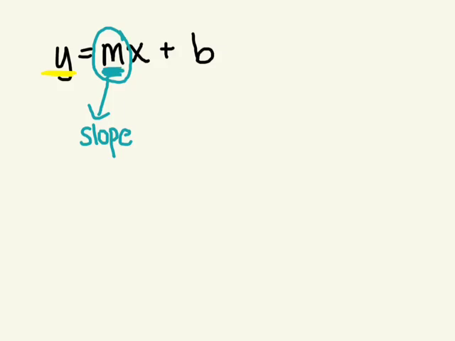So the slope, this is called the coefficient. That means basically the factor. So the number in front of a variable, whatever this x is multiplied by, it's the coefficient of x. So whatever number you see in front of x, that's the slope of the line.